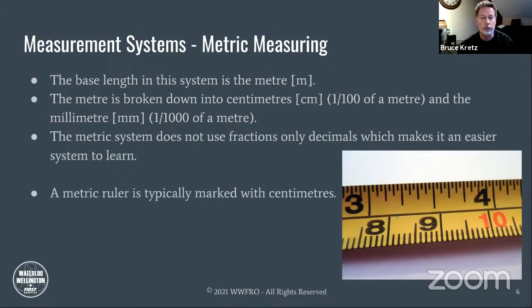A metric ruler is typically marked with centimeters. In this example, we have inches on the top and we have centimeters on the bottom. Within this example, the centimeter is divided into 10 millimeters. You can see that there are 10 lines between 8 and 9. Each of those lines is a millimeter.